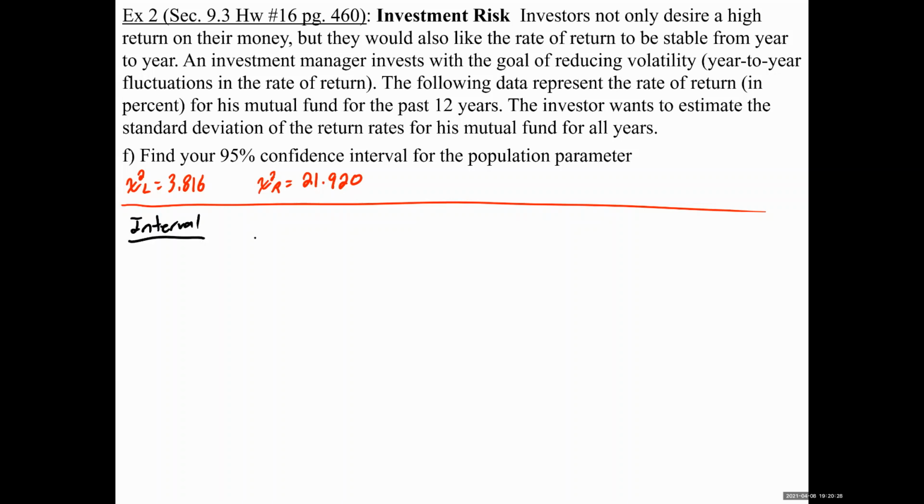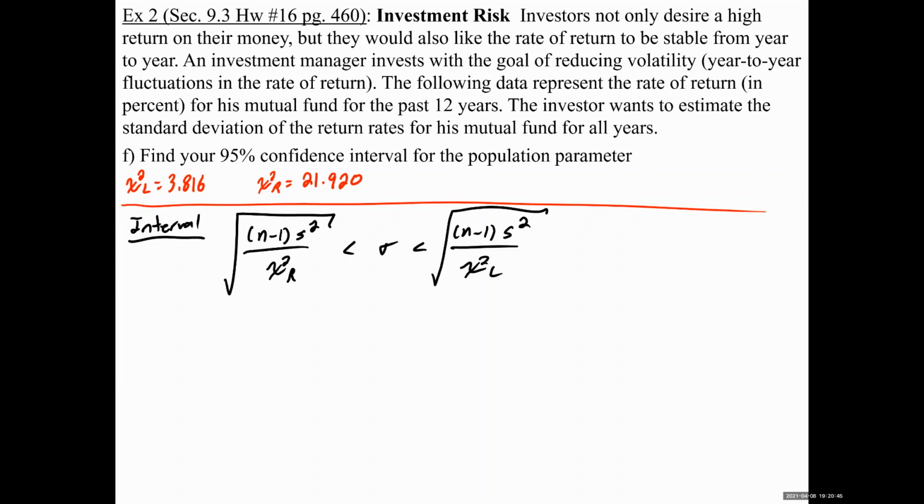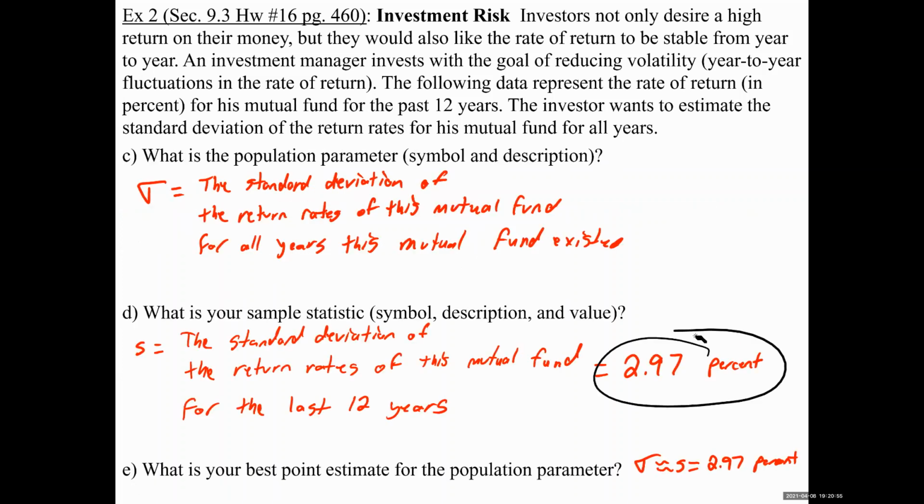All right, so the formula for the interval is the square root of n minus 1 times s squared over chi-square right. This one is the square root of n minus 1 times s squared over chi-square left. N again is 12 because there's 12 numbers in our data. So you put 12 minus 1 there. S, oh, I gotta go remember what S was. Okay, S was 2.97.